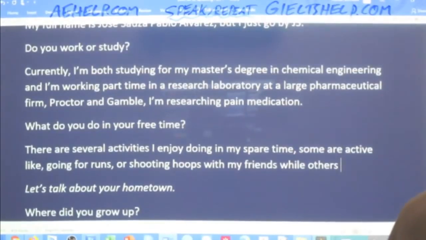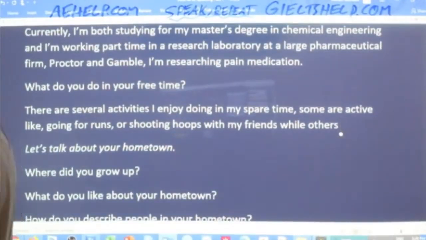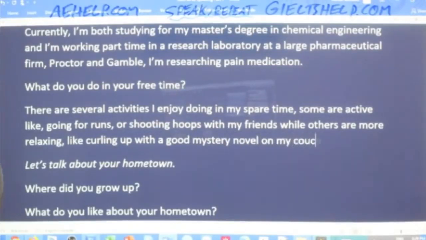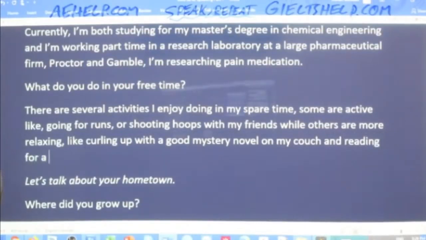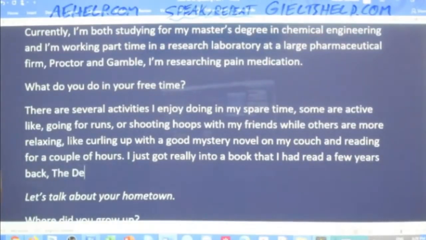Okay, so here we go. Let me finish up this answer and then we'll keep going. There are several activities I enjoy doing in my spare time. Some are active, like going for runs or shooting hoops with my friends, while others are more relaxing, like curling up with a good mystery novel on my couch and reading for a couple of hours. I just got really into a book that I had read a few years back, the Da Vinci Code, however you spell that.